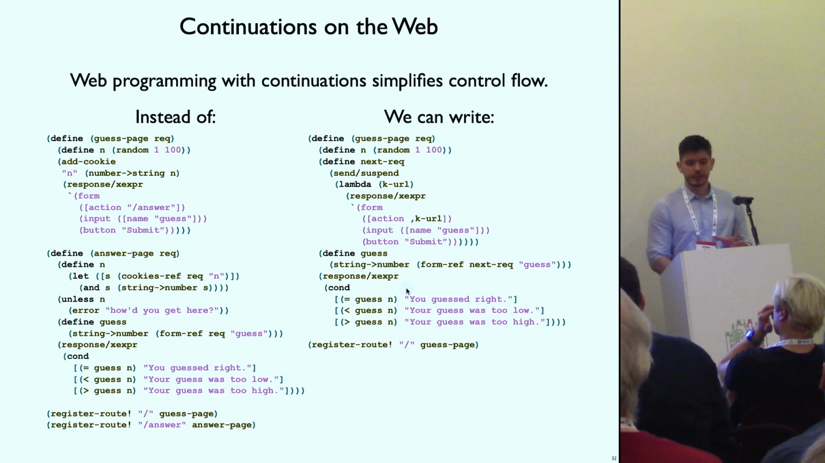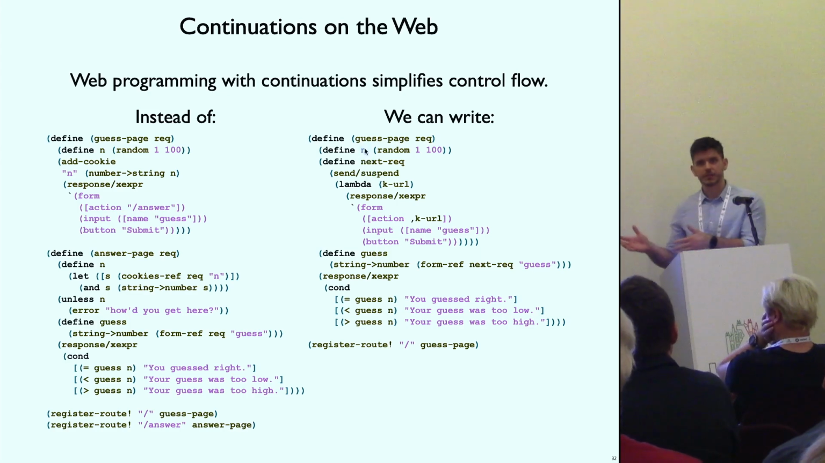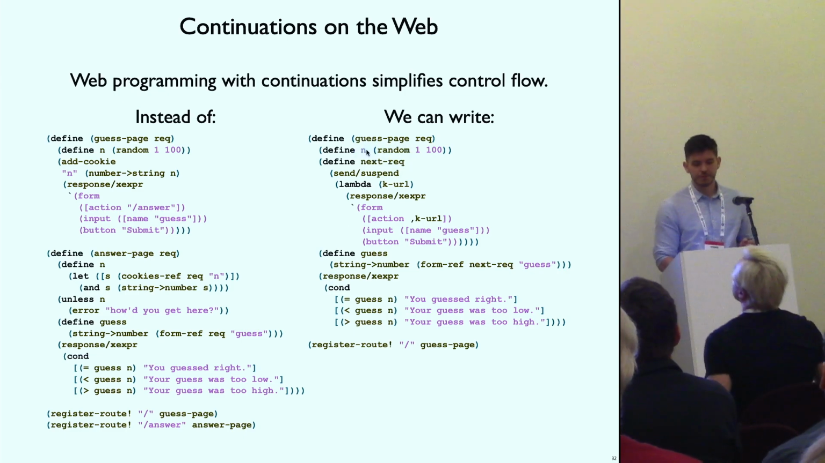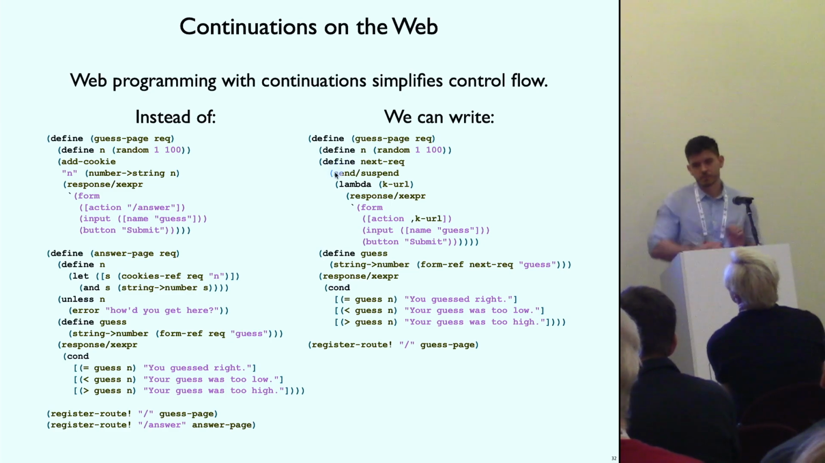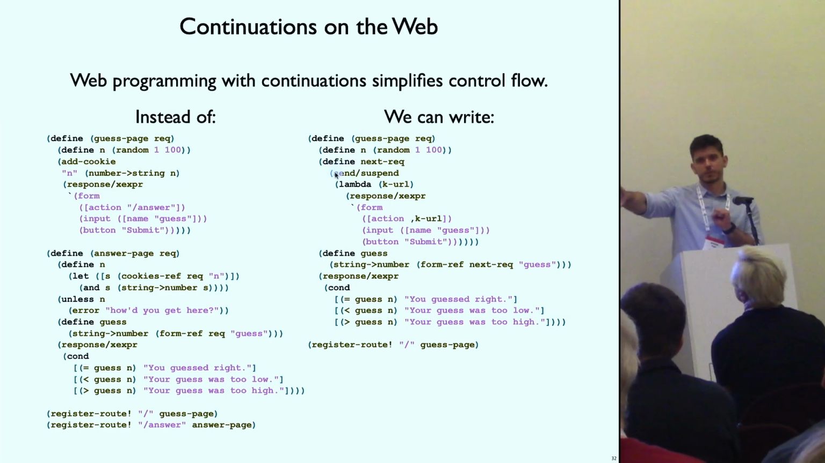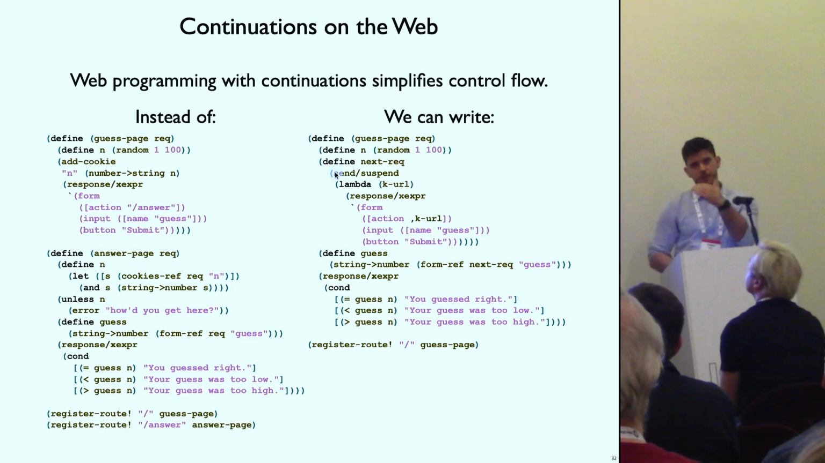We simply use, as Marc said, the full power of Racket. We just use lexical scope. We are effectively in the same function. We have a reference to n, and so we just use it. And then also, I would argue that the control flow itself is simplified, right? We just come into the page, we send a response back, we wait for them to come back to us, and then we continue and do our thing.